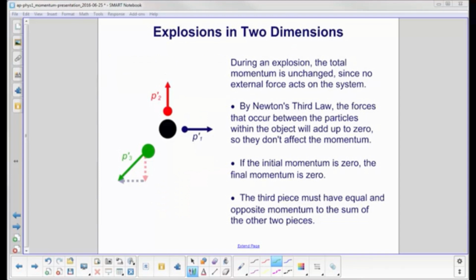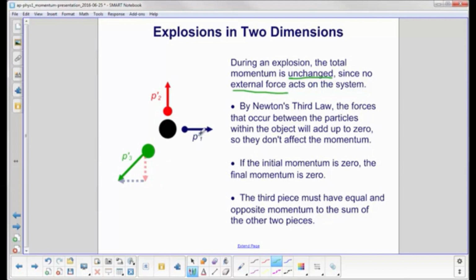During an explosion, the total momentum is unchanged. There are no external forces acting on the system. We do have the potential energy of this box changing into kinetic energy, but that's internal to our system. By Newton's third law, the forces that occur between the particles within the object will add up to 0, so they don't affect the momentum. If the initial momentum is 0, which it is, the final momentum has to be 0. So the third piece must have equal and opposite momentum to the sum of the other 2 pieces. So that's what's sketched in here.